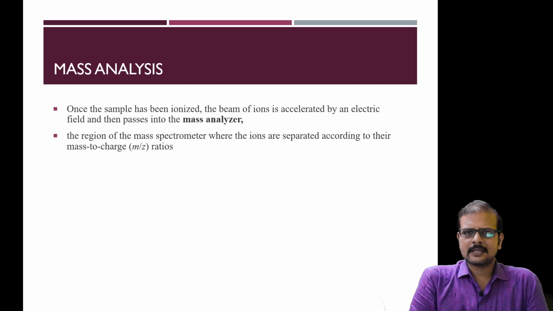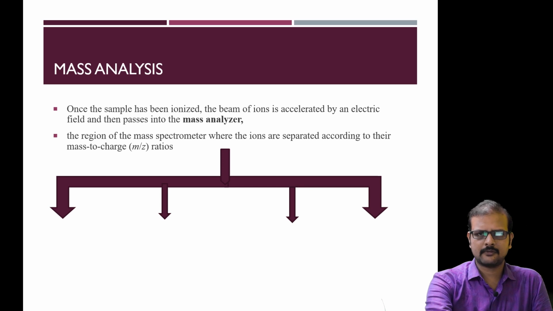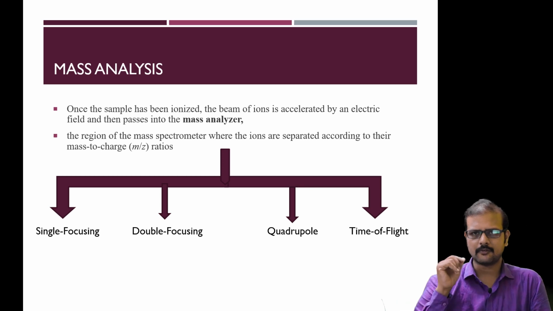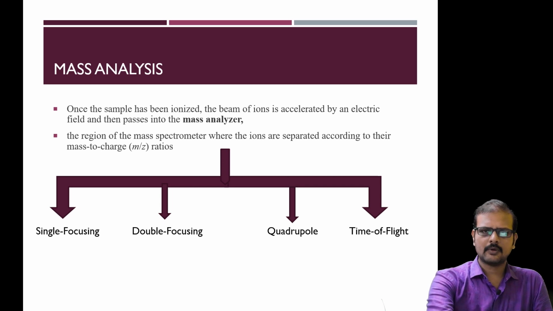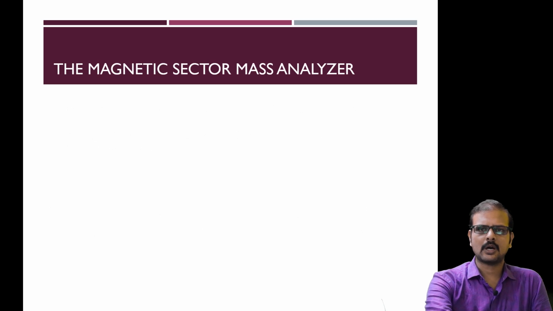For analysis of this mass, the ions should travel for a certain distance. For this travelling there are different techniques. There are majorly 4 different techniques. First one is single focus, second is double focus, third is quadrupole, and fourth is time of flight. We will discuss each in detail. First we will look at what is happening here, and why this mass analyzer should have a curved path.